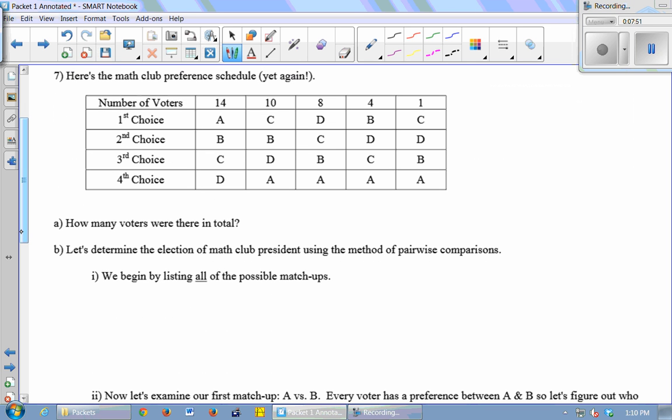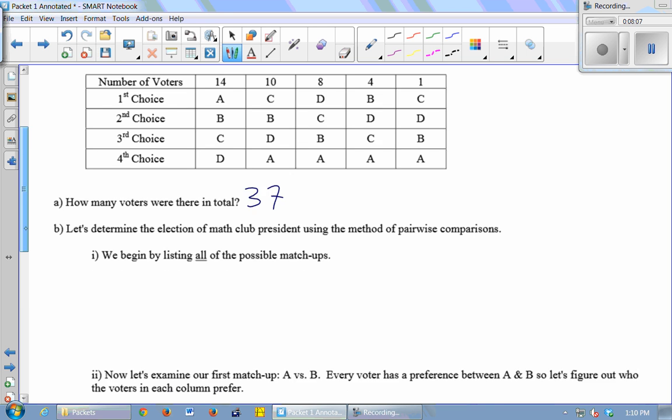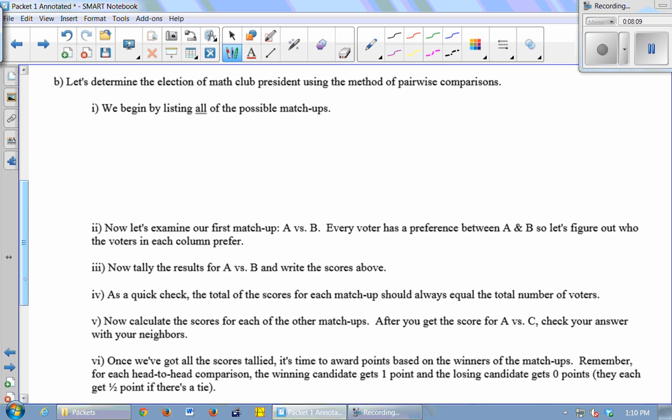So here's our math club preference schedule, yet again. How many voters are there in total? 37, right. Okay, so we want to determine the math club president using the method of pairwise comparisons. So we start by listing all of the possible matchups, the face-to-face, head-to-head matchups. So we're going to match candidate A against every other possible candidate. So we can do A versus B, A versus C, and A versus D. So that's A matched against everybody else, right?